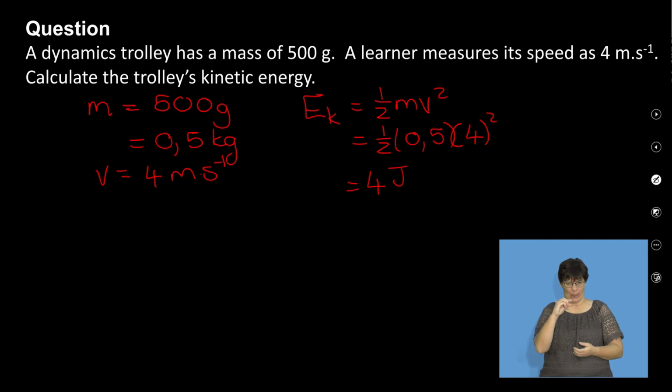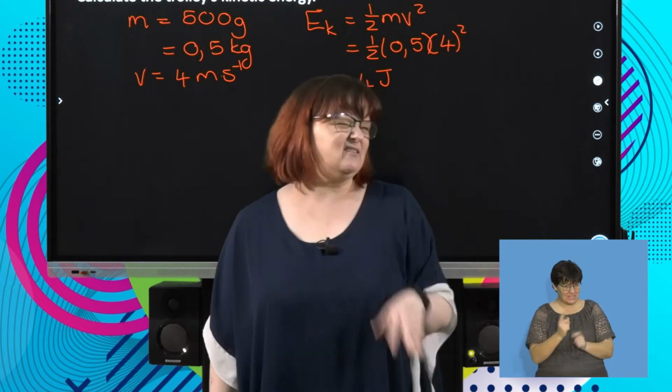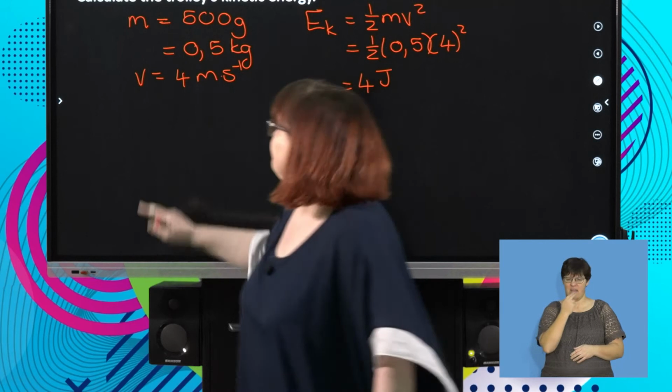Tiny kinetic energy, but I'm okay with that. It is a small object going at a relatively slow velocity. 4 meters per second isn't that fast. So I'm okay, 4 joules, nice and small.